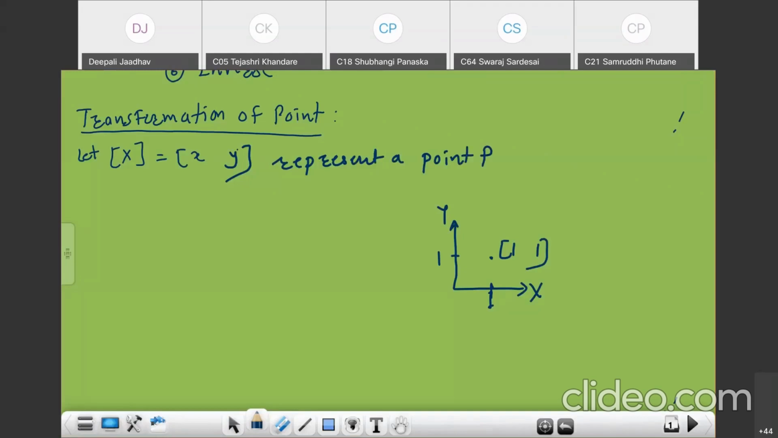Next, we require another matrix T. What is T? It is a transformation matrix. For 2D transformation, for any kind of point or any type of object, we require a 2 into 2 matrix A, B, C, D. So we call it a general 2 into 2 transformation matrix.